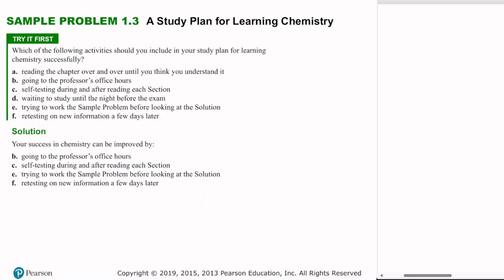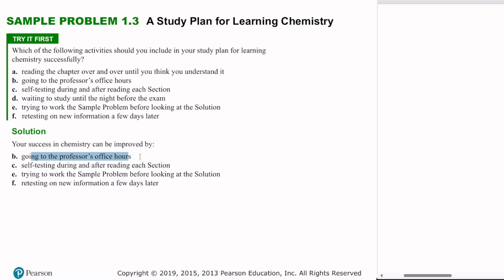Which of the following activities should you include in your study plan for learning chemistry successfully? A. Reading the chapter over and over until you think you understand it. B. Going to the professor's office hours. C. Self-testing during and after reading each section. D. Waiting to study until the night before the exam. E. Trying to work the sample problem before looking at the solution. F. Retesting on new information a few days later.